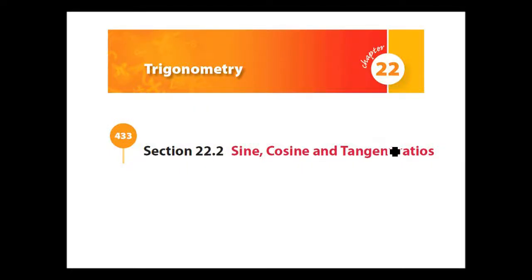In this video we're looking at sine, cosine and tangent ratios. Let's draw a right angle triangle to see what we're talking about. So in a right angle triangle, the longest side, the one across or opposite the right angle, is always called the hypotenuse.